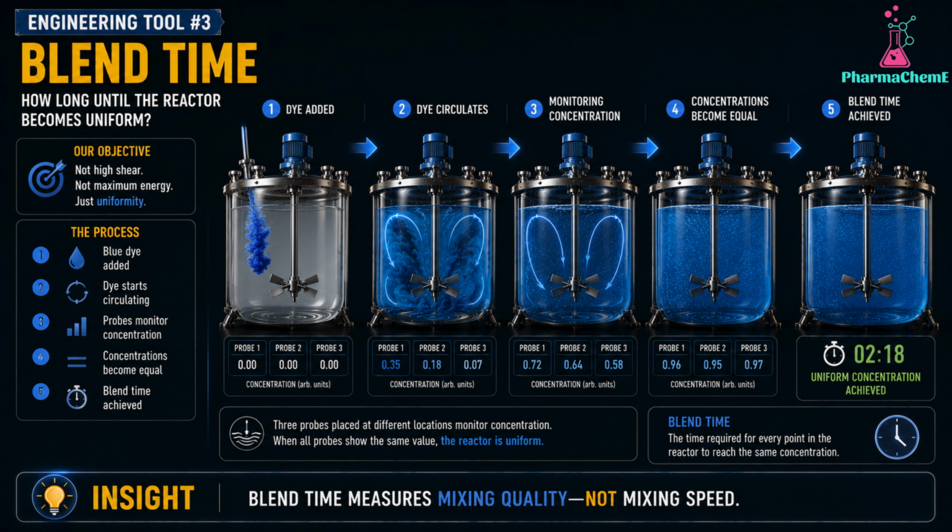Sometimes, our objective isn't creating high shear. It isn't maximizing mixing energy. We simply want the entire reactor to become uniform. That's where blend time becomes important. Imagine adding a blue dye into clear water. Initially, only one region becomes blue. As the impeller continues to rotate, the dye spreads throughout the vessel. Eventually, every point inside the reactor reaches the same concentration. That time is called the blend time.